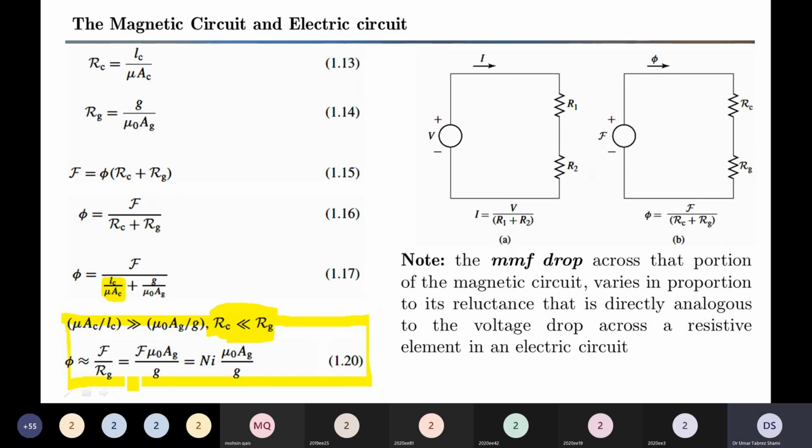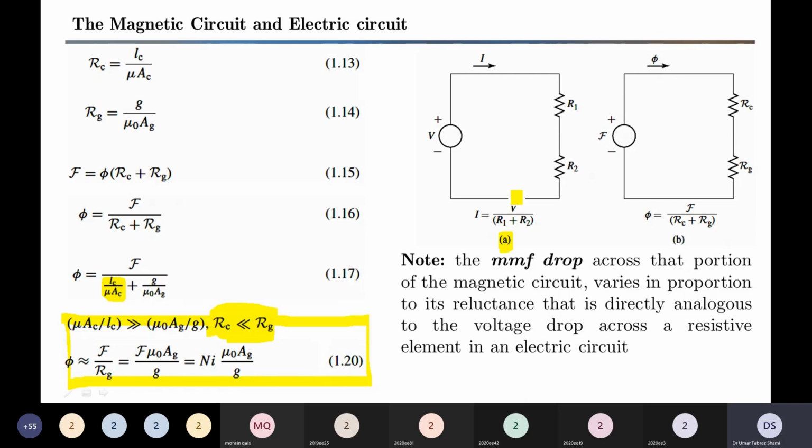Now in the diagram, what we see is a similarity of electric circuit versus magnetic circuit. On the left-hand side, in figure A, we see an electric circuit. It consists of a voltage source V, two resistances R1, R2, and a current flowing through R1 and R2. Now, R1 and R2 are both in series. Therefore, the current can be found by dividing the voltage by the sum of resistances R1, R2.